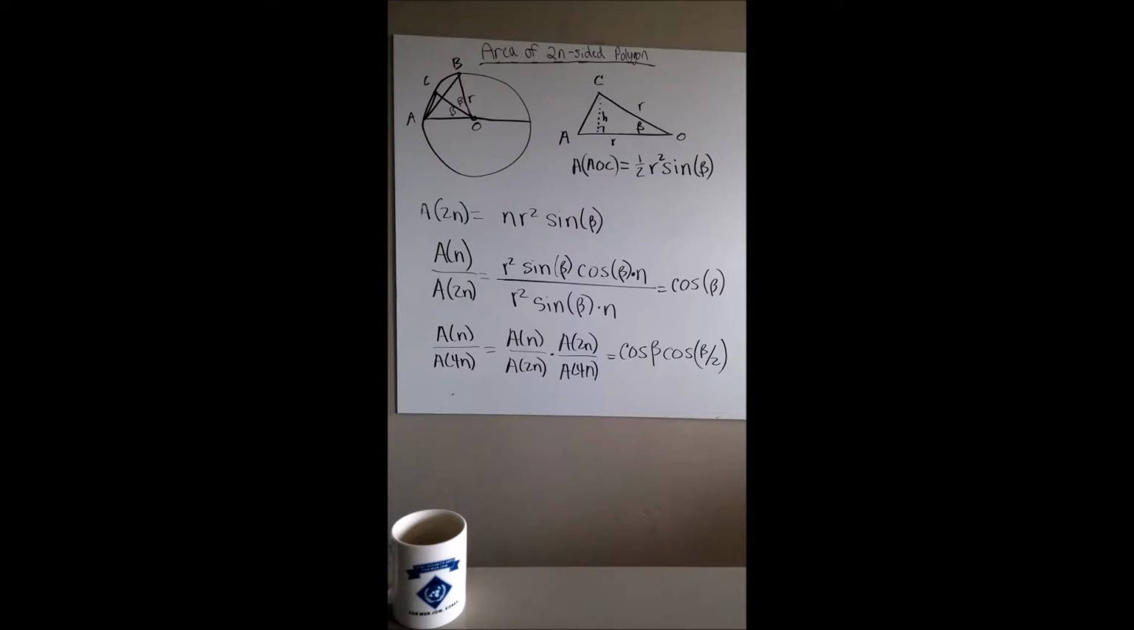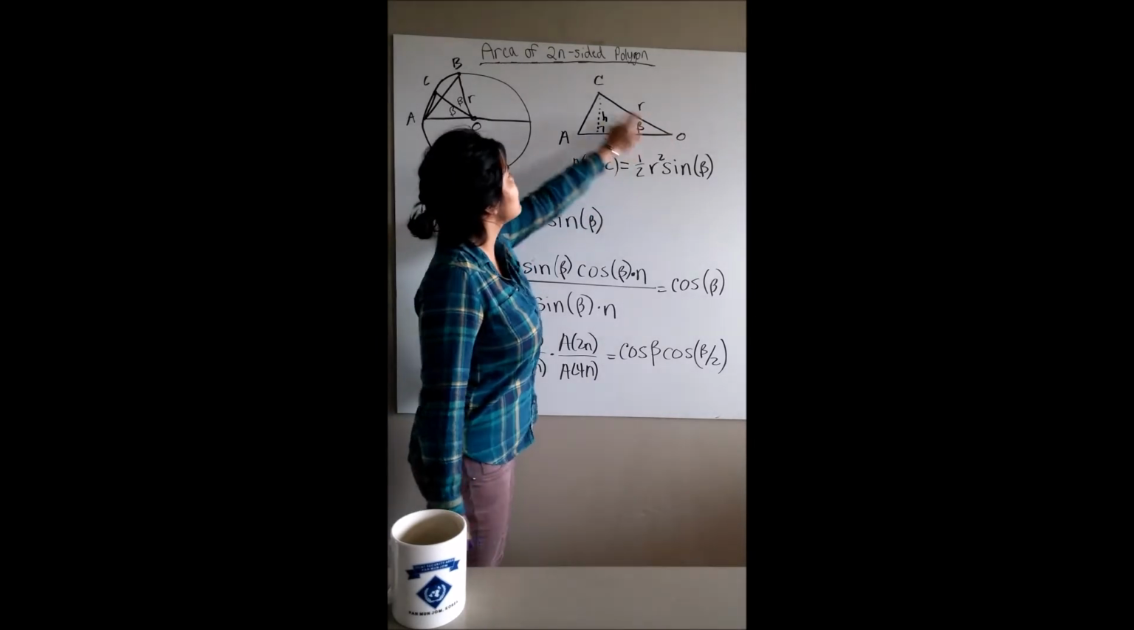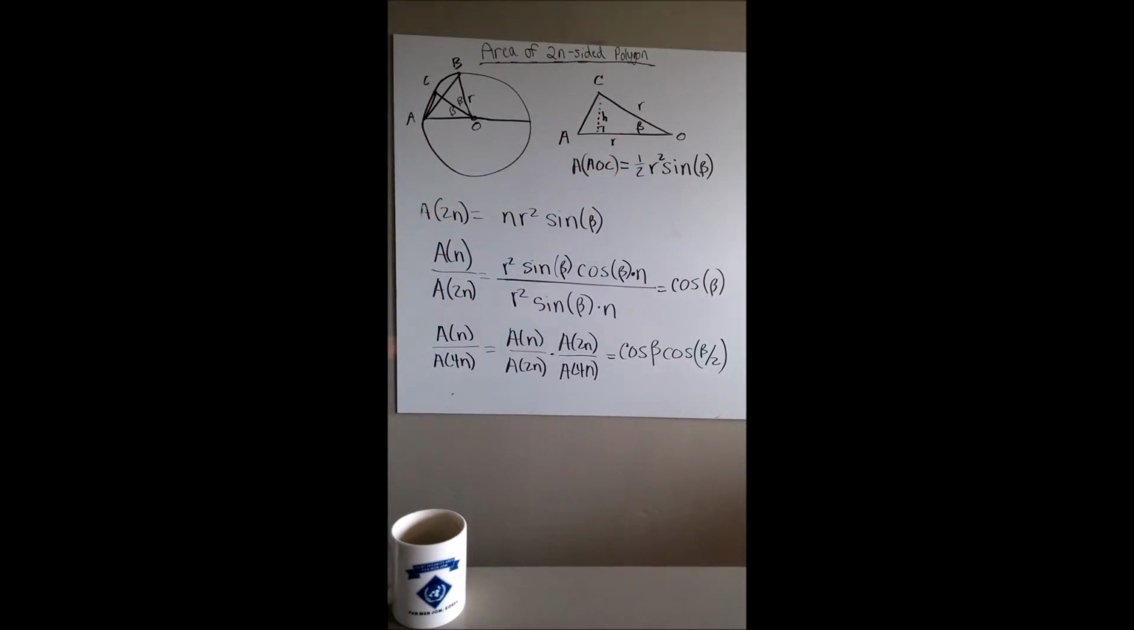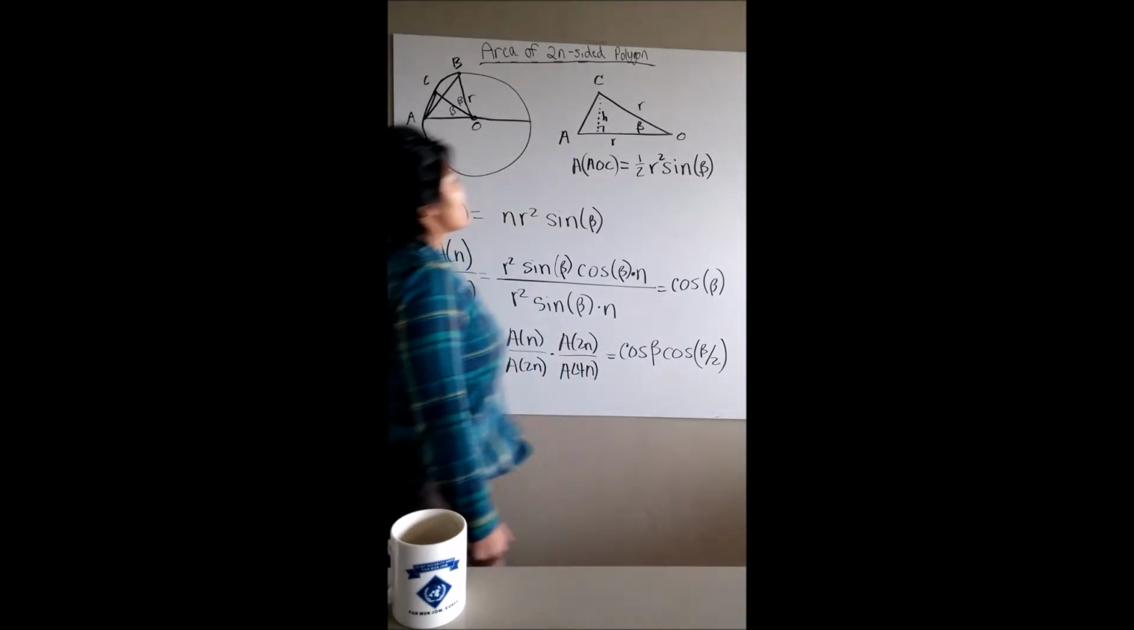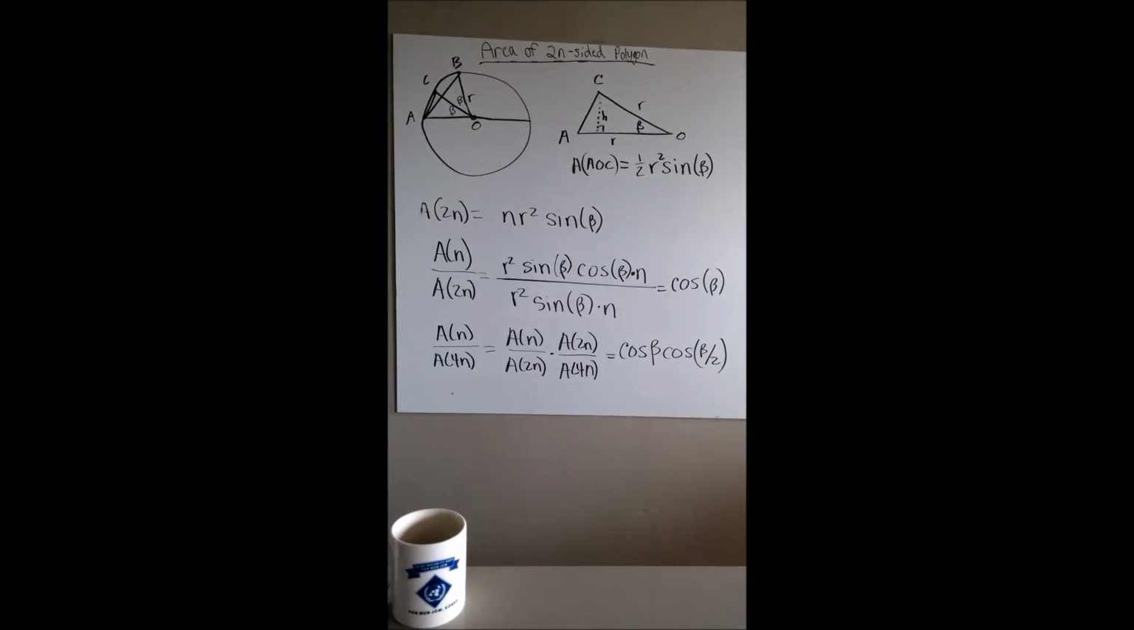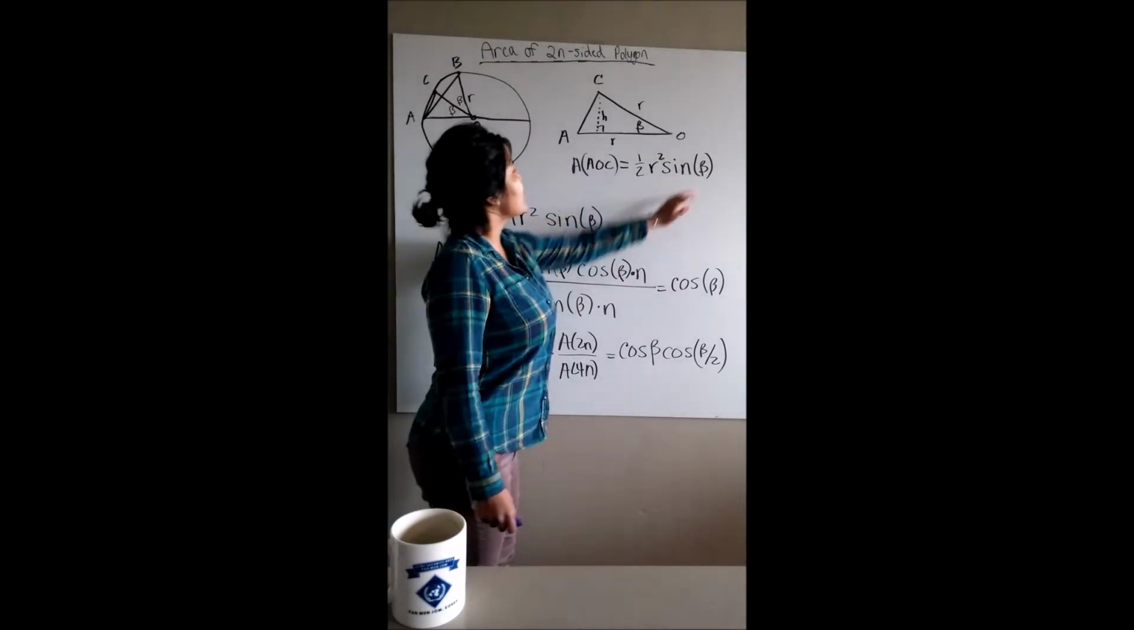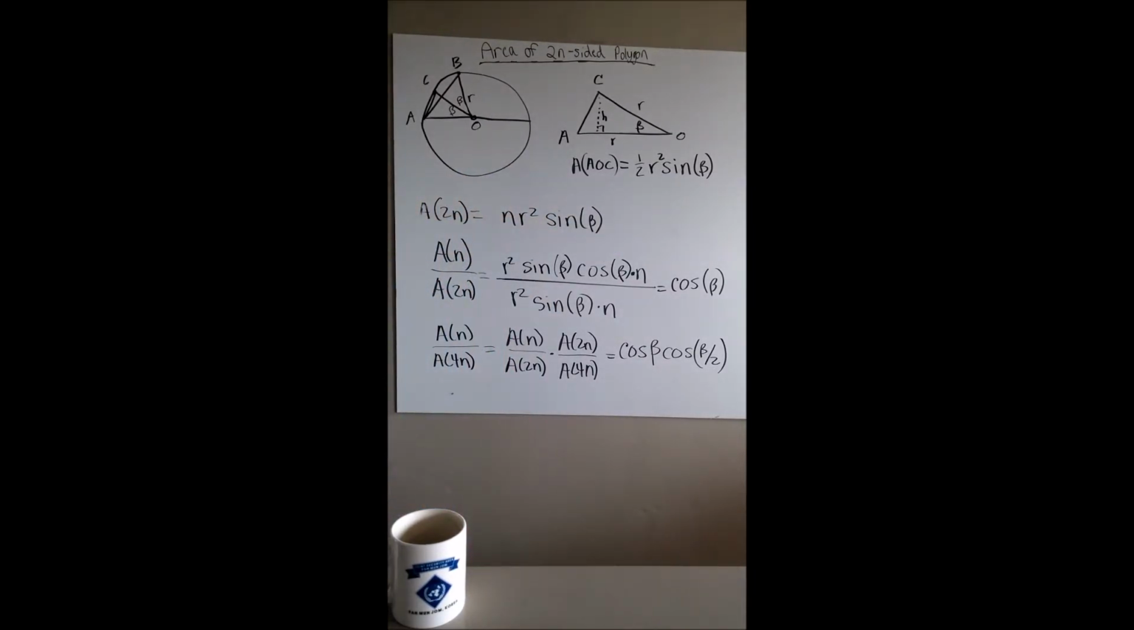We just examined the area of an n-sided polygon. Well, now let's look at the area of a 2n-sided polygon. The area of an n-sided polygon was found by examining the triangle AOB. Well, for a 2n-sided polygon, we want to look at the triangle AOC. So looking at this triangle, we can find the area of this triangle using the same methods that we did before. And so we find that the area of this triangle is equal to 1/2 times r squared times sine beta. So the area of a 2n-sided polygon is equal to 2n times this area I just said. So that's equal to n times r squared times sine beta.